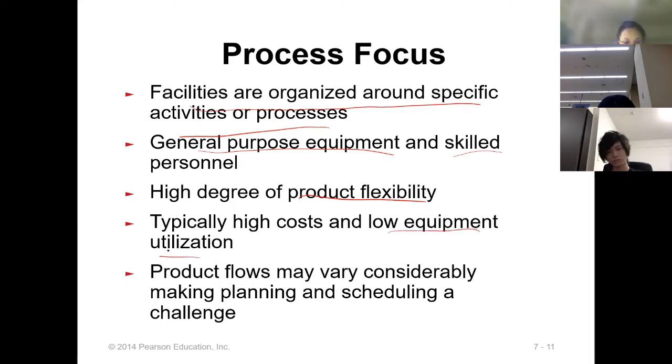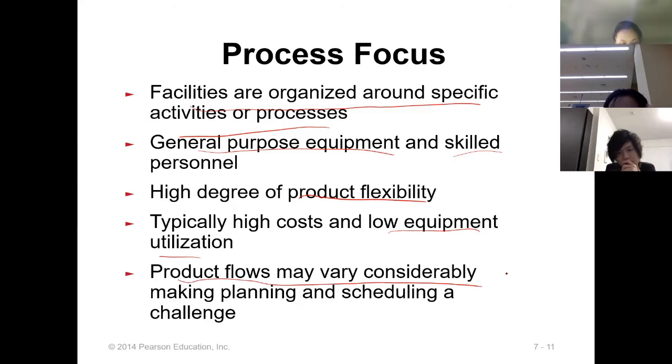If you go to a maintenance shop, you repair your car. That is process focus. So this is where they do the oil changing. This is where they do the wheel alignment. So a car maintenance or repair shop is actually process focus. So this is the characteristic of process focus. The product flow may vary considerably, making planning and scheduling a challenge.